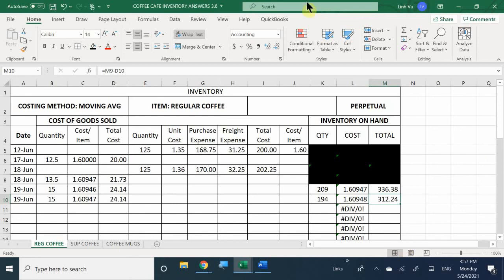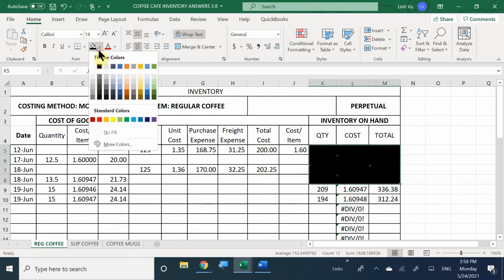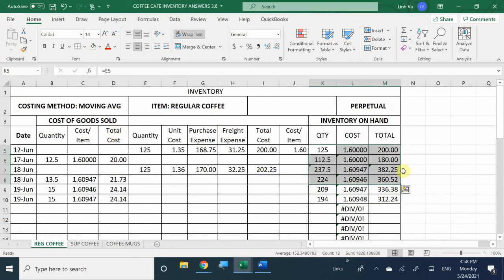Okay, so the formula should always be in the middle because you're always constantly recalculating. Unless you're on the wrong sheet, you might be on Supreme. No, I'm on regular. Can I see what you have for your first quantity? 125. So we started out with 125. Everything looks good so far. I'm just trying to figure out where I went wrong.